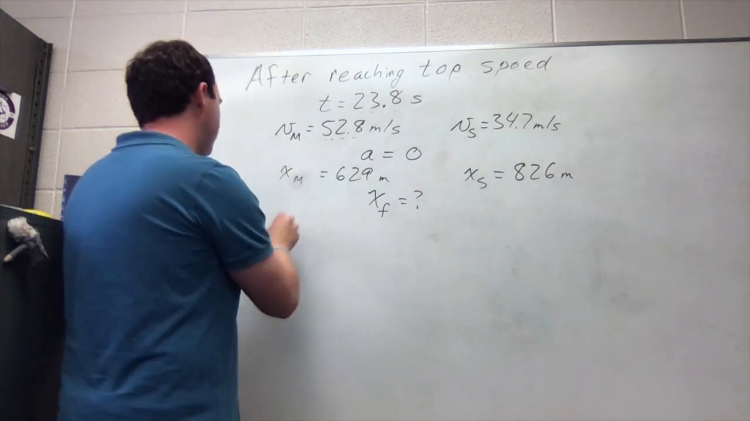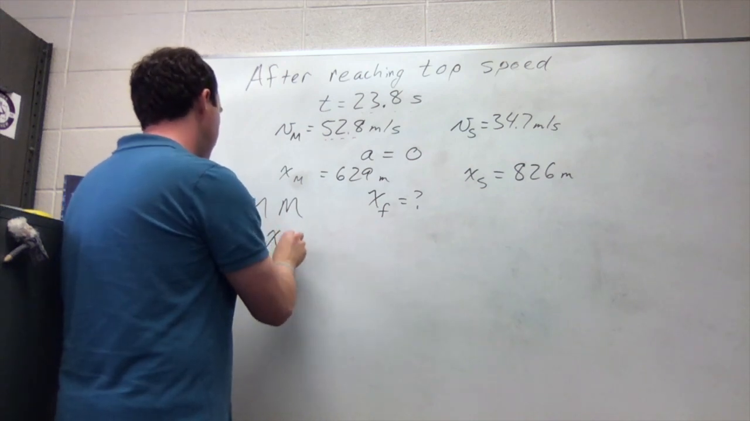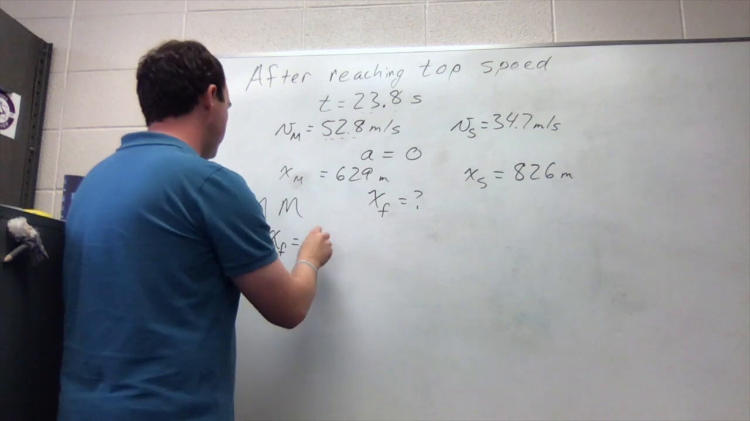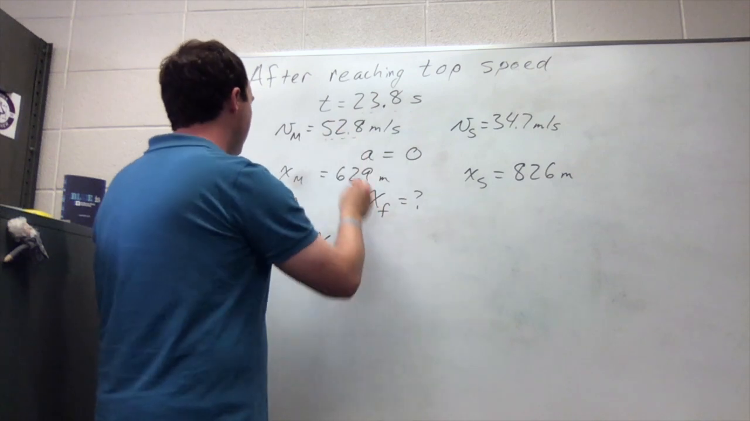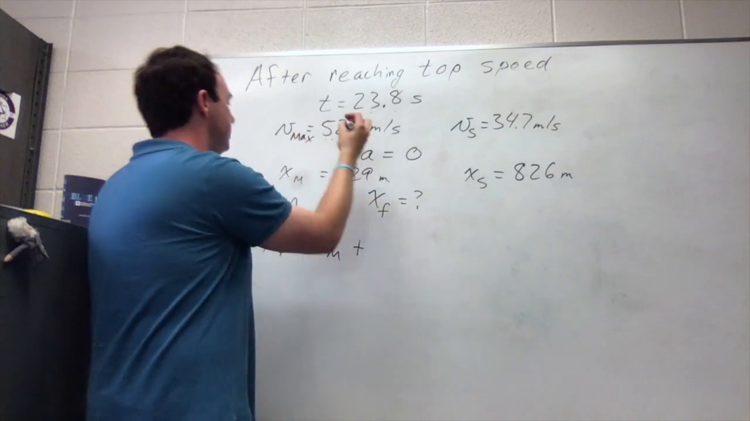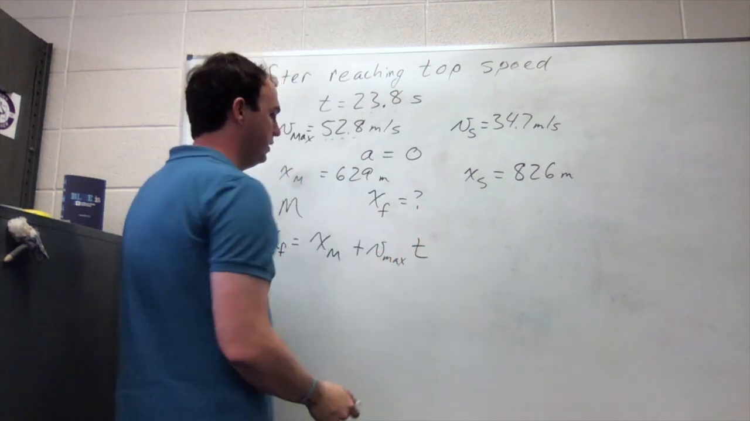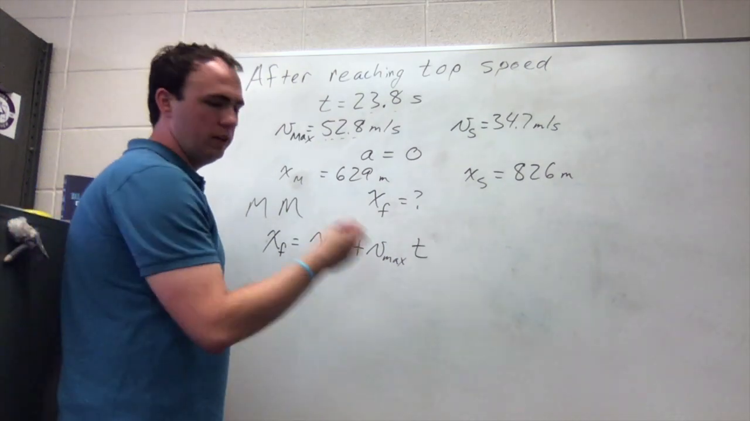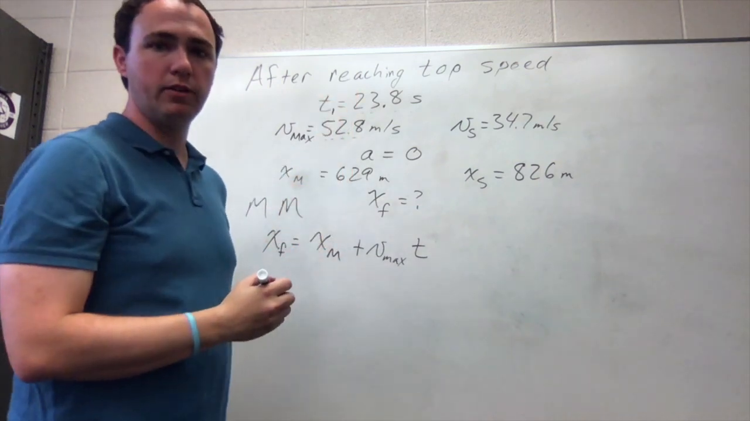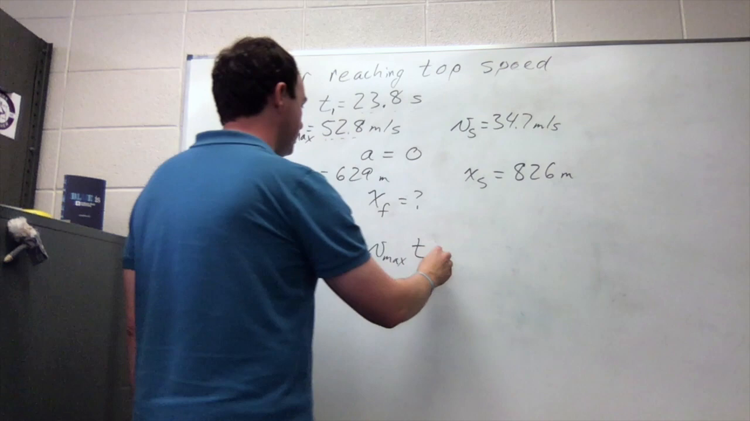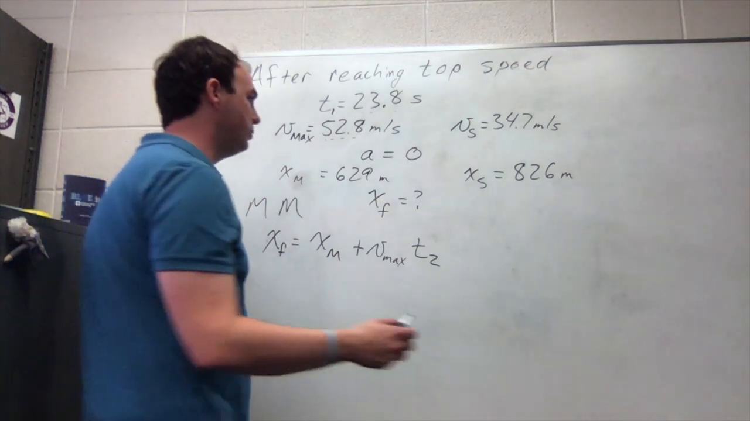So for Mermaid Man and Barnacle Boy, we can say that X final is equal to the position where they start here, which we called XM, that would be the 629 meters, plus their velocity, which we called V max, times some new time. If you want to distinguish between these, you could say this is time 1, the time for the first interval where they were speeding up, and this is the new time that we need to find out, time 2. And then the total time is going to be time 1 plus time 2.